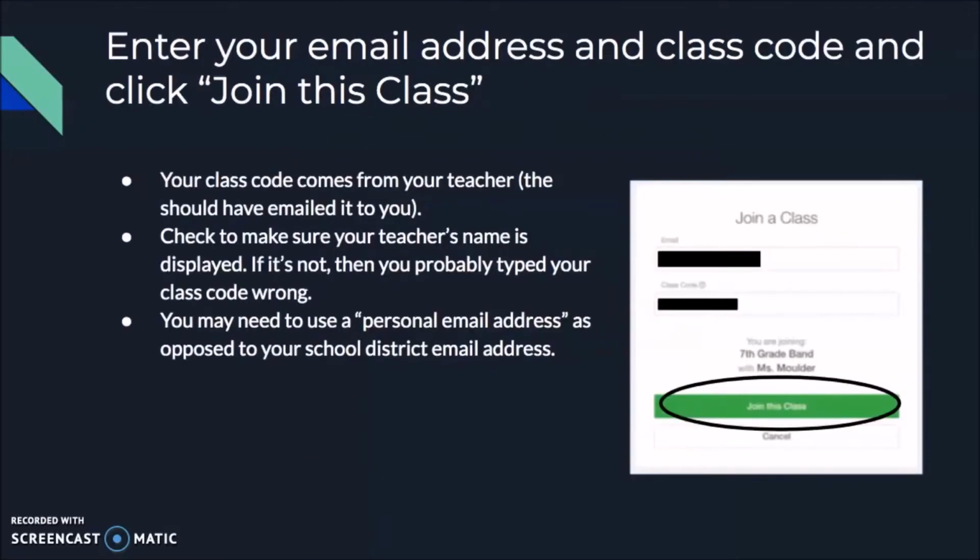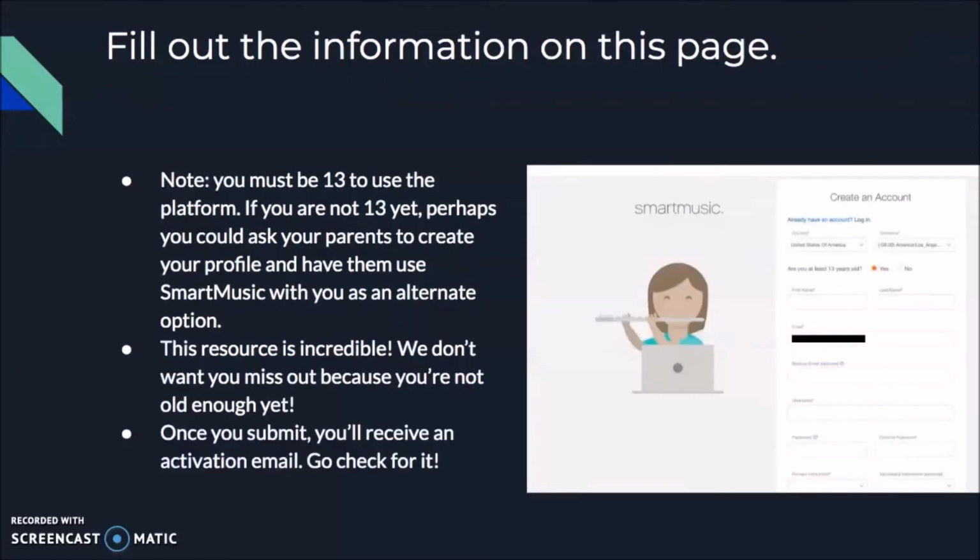When you do that, you're going to type in your email address, the class code that your teacher has already emailed you, and then select Join Class. You may need to use a personal email address. In our school district, our students are not allowed to receive emails from outside sources. So if anyone, say SmartMusic, were to email an activation code to you, you wouldn't receive it. If your district is like that, make sure that you use a personal email address for this step.